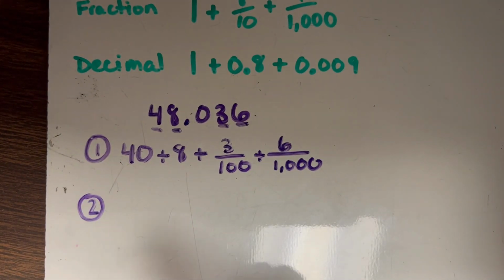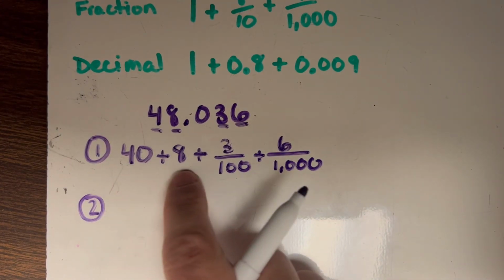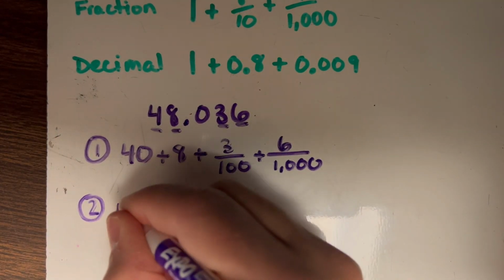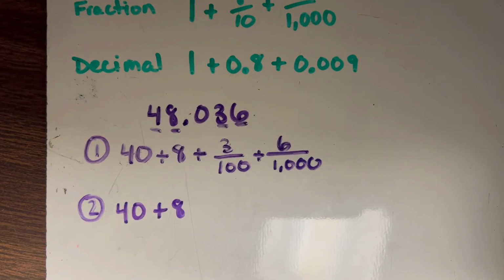All right, and for the second way, I'm going to start off the same way. Whole numbers will always be one way to do it. 40 plus 8.